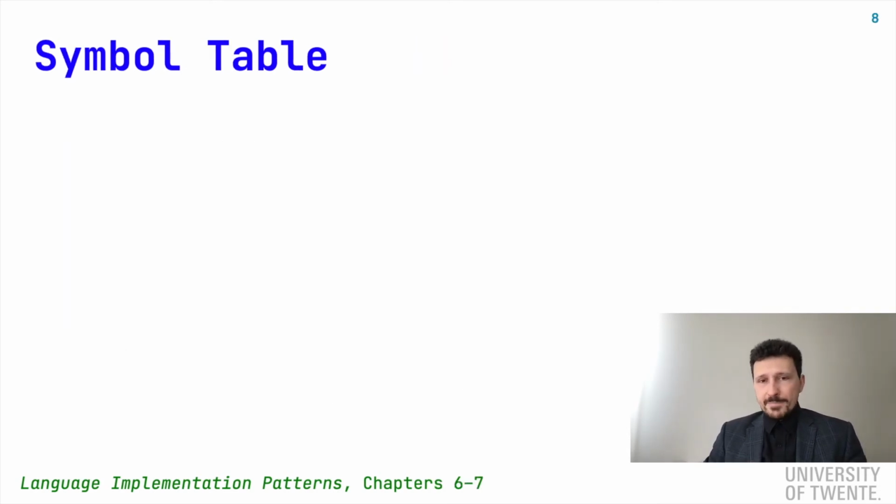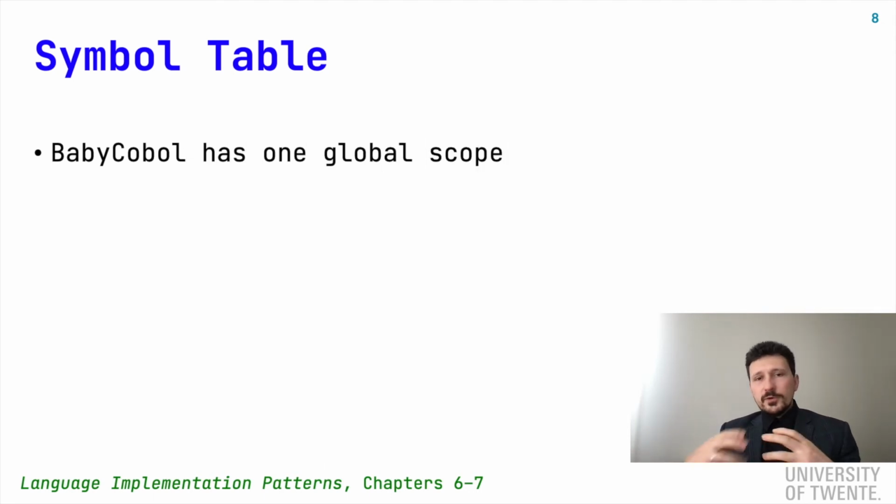So Baby COBOL has only one global scope, so you could have gotten away with just one symbol table that just lists all the variables that you can have with their types, and that's it. And then you would store it at your visitor or interpreter, or maybe even make it static so that you can easily access it from anywhere.